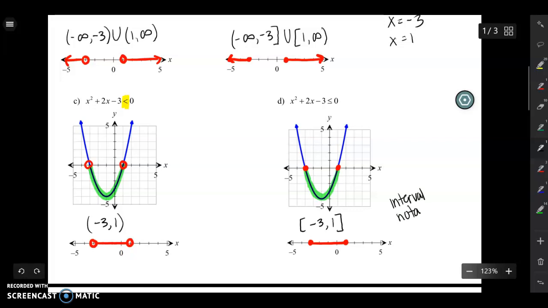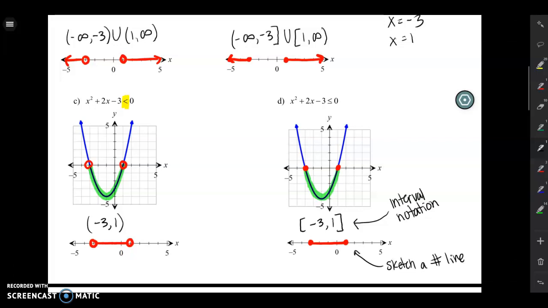Whenever we say we want the answer in interval notation, it means we want the numeric representation, and then we can also ask you to sketch a number line. So on some problems we'll ask you to do both. We'll sketch a number line and do the interval notation, and sometimes we'll just ask you to do one. All right, let's go ahead and take a couple looks at some other examples.